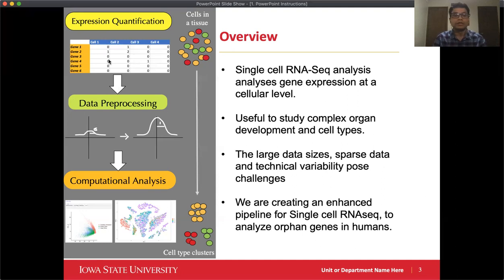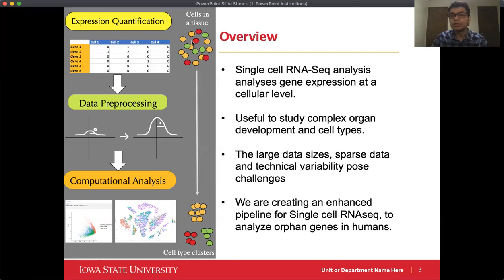So once we obtain the matrix, we pre-process the data. We normalize and scale the data. This is a regular statistical process in order to perform principal component analysis and other dimensionality reduction techniques. And once the data is pre-processed, we perform the computational analysis. So this could be linear dimensionality reduction, k-means clustering, or we could have a t-SNE or UMAP. Those are nonlinear dimensionality reductions.